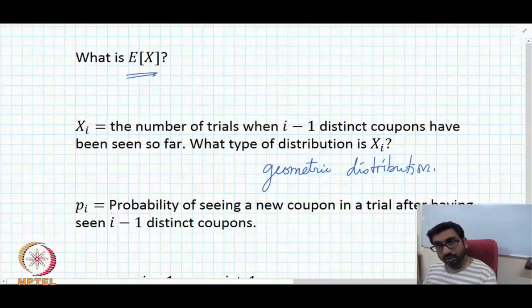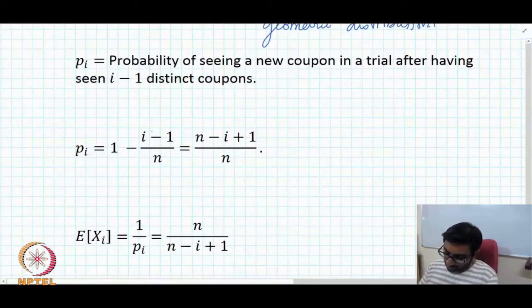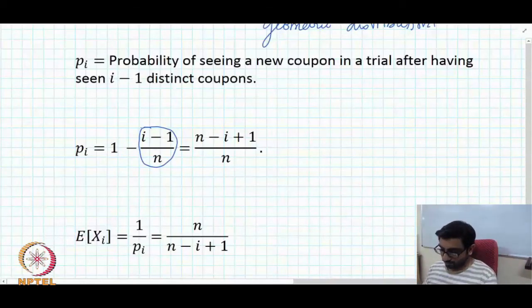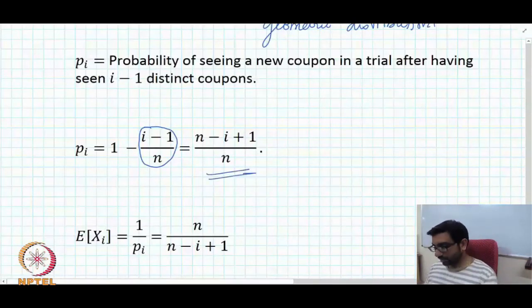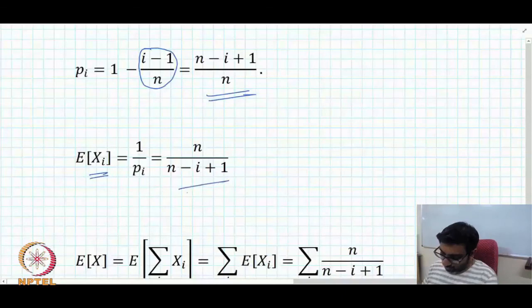Here the probability of success, pi, is the probability of seeing a new coupon in a trial after having seen i minus 1 distinct coupons. So what is this pi? Let's first look at this: it is the probability that you will see a coupon that you've already seen before. There are i minus 1 coupons that you've already seen, and there are a total of n coupons. So 1 minus that quantity is the probability that you're going to see a new coupon. That's pi, and it works out to be n minus i plus 1 divided by n. And since xi follows the geometric distribution, E of xi is 1 by pi, which is equal to n divided by n minus i plus 1.